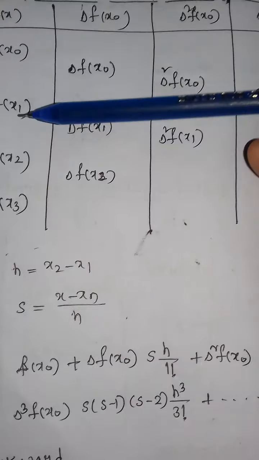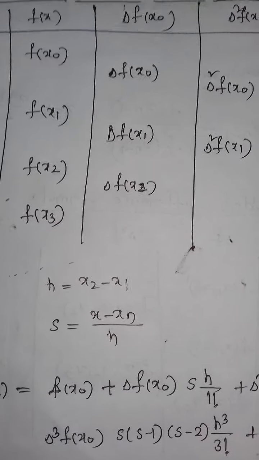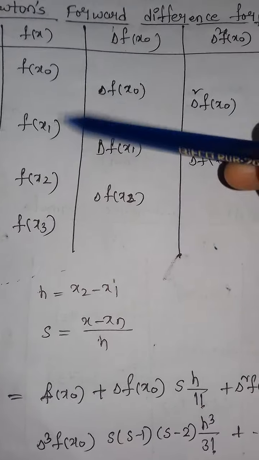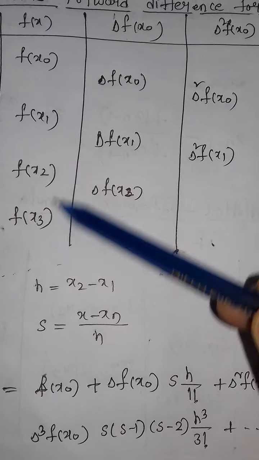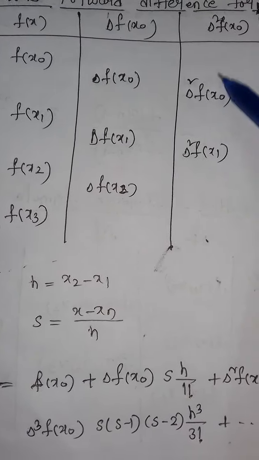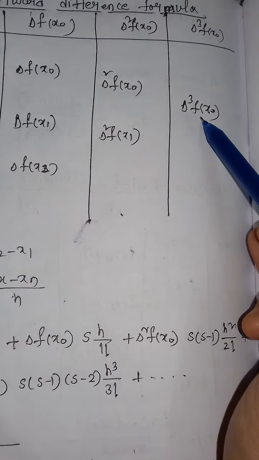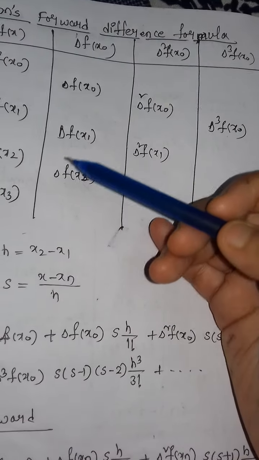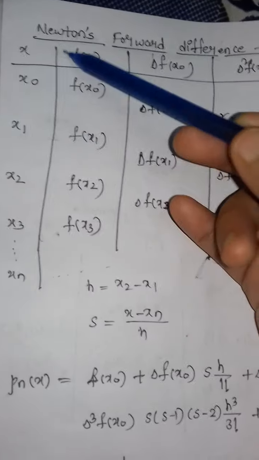So for this, here is some difference from Newton's divided difference formula. Here you will write del f of x0 in between these two, now del f of x1 in between these two, and del f of x2 in between these two. Now del square f of x0 and del square f of x1, and del cube f of x0. Okay, for h you will write x2 minus x1 or x1 minus x0. For h you can do that.